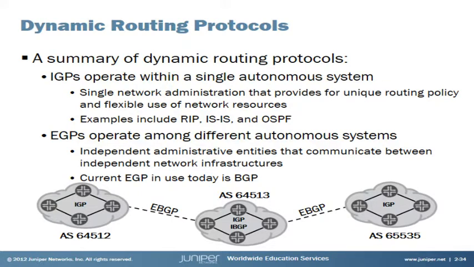IGPs, what are the characteristics of an IGP? They operate within a single autonomous system. Remember that word again, autonomous system. So what does that mean? A single network administration that provides unique routing policy and flexible use of network resources. Examples include RIP, ISIS, and OSPF. They are examples of commonly used IGPs.